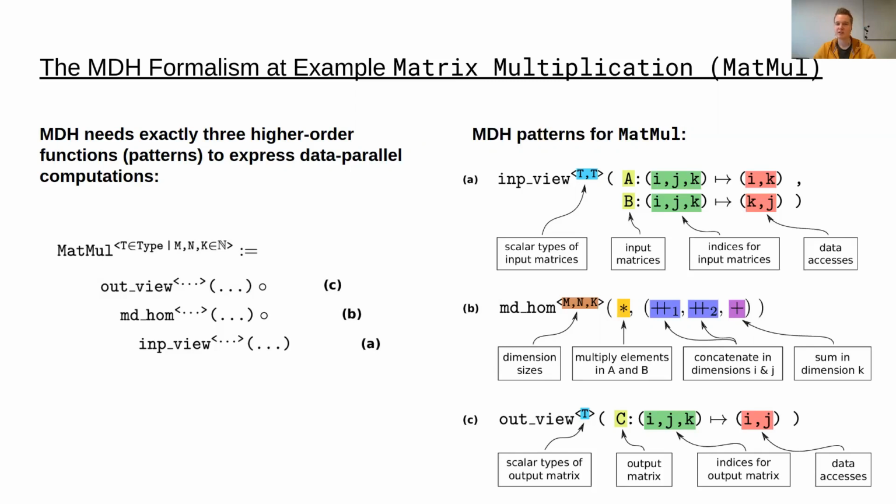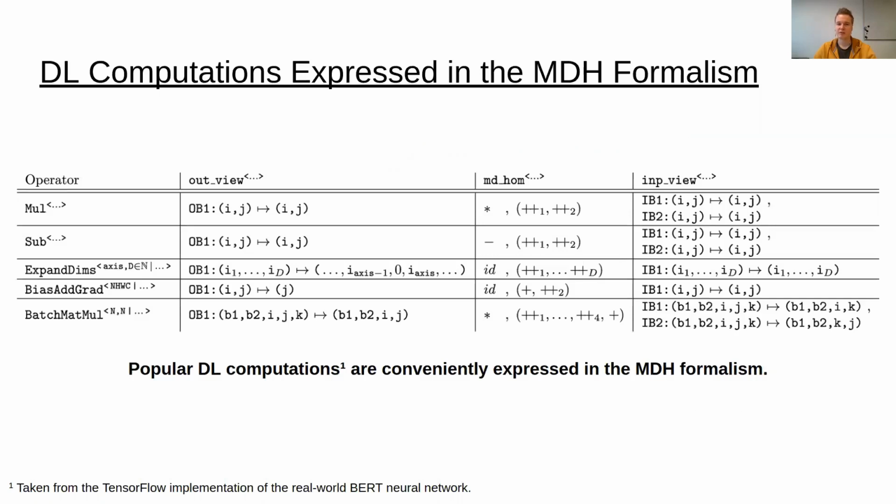MDH allows us to conveniently express data parallel computations, in particular as used in deep learning, and automatically generate CUDA code for them. These are 5 popular deep learning computations expressed using MDH. For example, we can observe that expressing batched matrix multiplication requires only slightly adapting the matmul expression from the previous slide. And we can also observe that pointwise computations like multiplication and subtraction, or computations that are even more specific to deep learning, like bias gradient, for example, are also conveniently and naturally expressed in MDH.